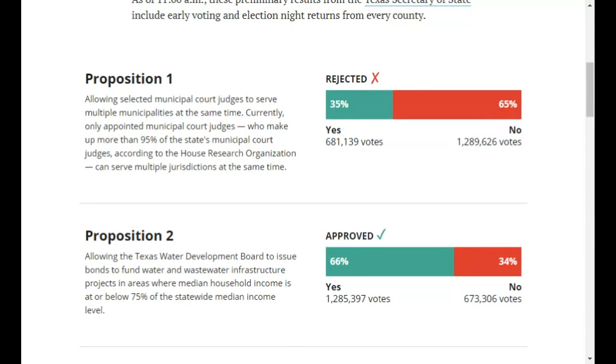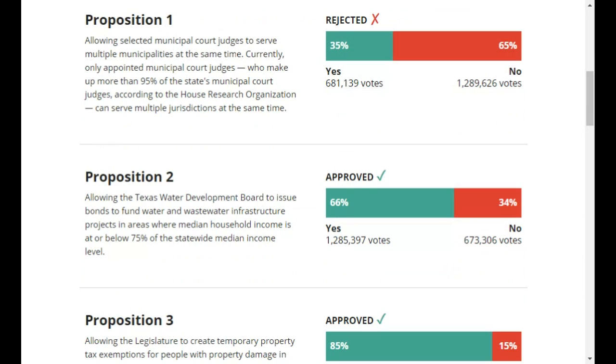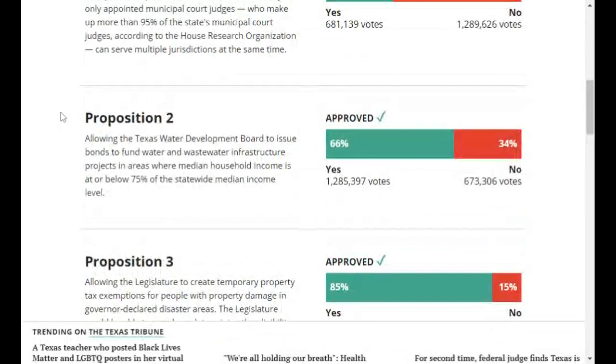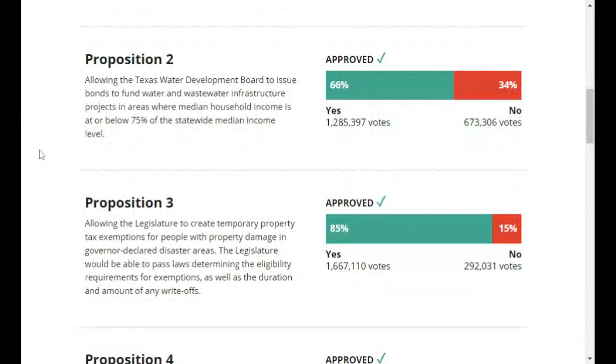That one passed, I think, partly because of the flooding the state's seen over the past couple of years, and the realization that our water system needs some improvements. I thought these passed very, very easily. Like Proposition 3, it doesn't take much for people to say that should be the law. Basically, what Proposition 3 said was the legislature can exempt people from having to pay property taxes if their property was damaged by a natural disaster.